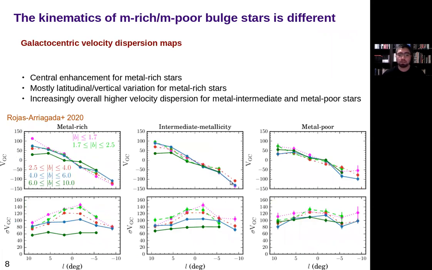We can see this again here with velocity curves, where for metal-rich stars we see the central enhancement towards the midplane and towards the minor axis. While for metal-poor stars, there are much flatter and kinematically hot profiles.